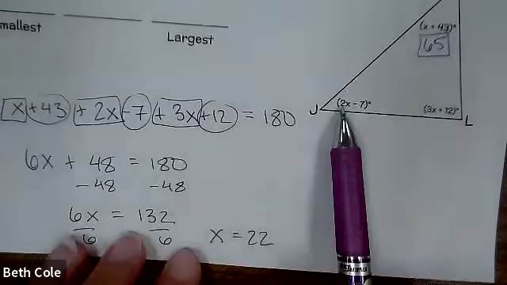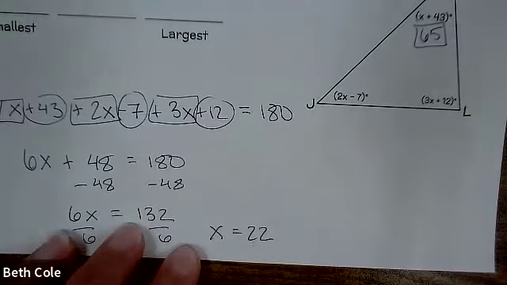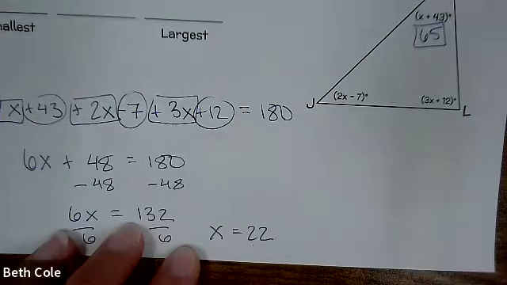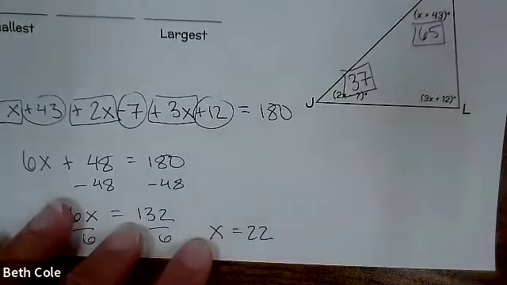Beautiful. What would I type in to get angle J? What would I put in my calculator? Good. 2 times 22. And then minus 7. Perfect. 37 is that one. I just typed it into Desmos.